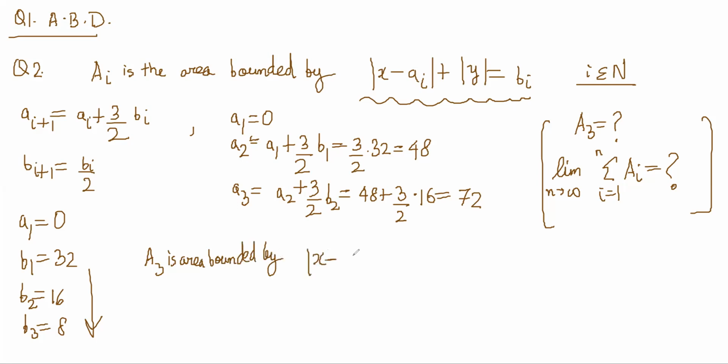A3 is the area bounded by |x − 72| + |y| = b3. b3 is 8, right? Area bounded by this, a3.